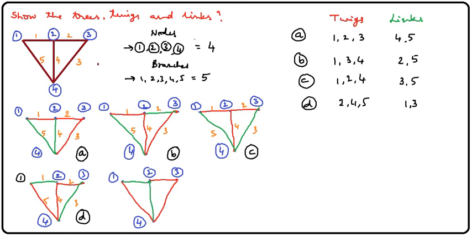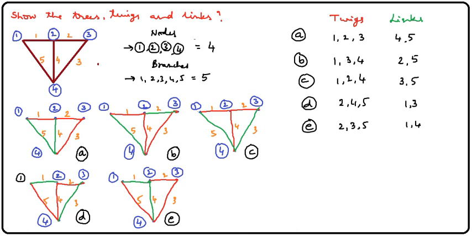Yes, so let me write numbers 1, 2, 3, 4, 5 here. Yeah, and let me name this tree as tree E. So what are the twigs here? 2, 3 and 5. So what are the links here? 1 and 4. That's all. Okay, let me go ahead with one more.